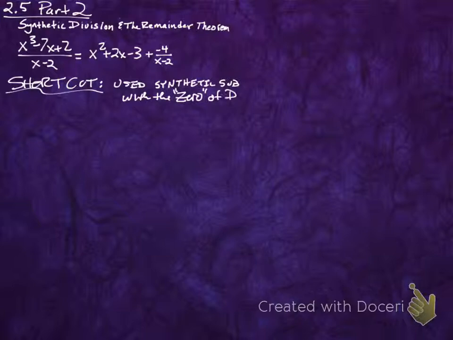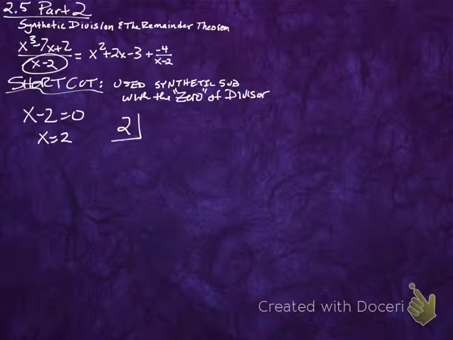of the divisor. If you look at our divisor x minus 2, the zero is just the value that makes it 0, which is x equals 2. If we use synthetic substitution with that zero, we would get that same quotient polynomial. Let me show you how.